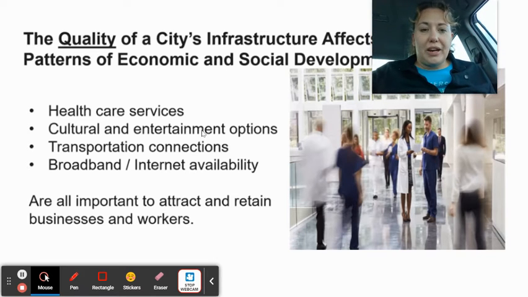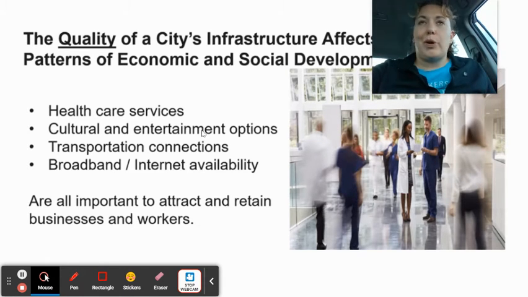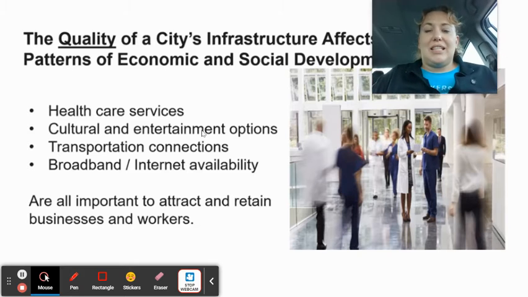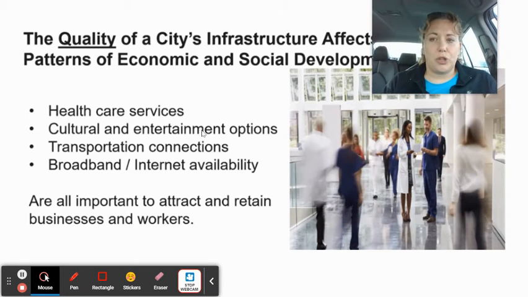Healthcare services, culture and entertainment options, transportation connections, internet availability, all of those are part of an infrastructure. And if that is not developed or reliable, you won't attract people who want to come and bring their skill set or their income to that area. So that's why it's really important that this infrastructure is in place.